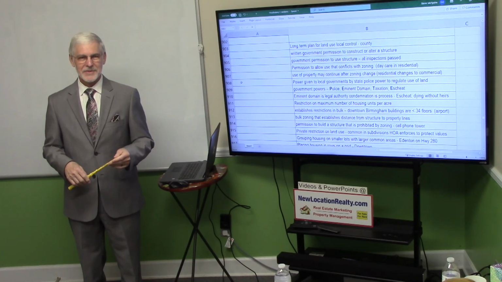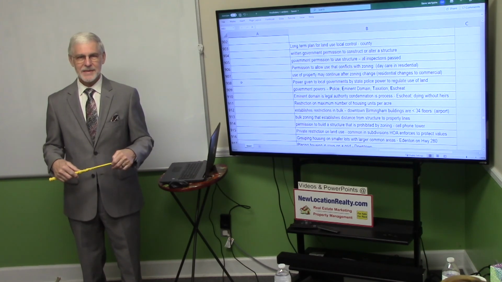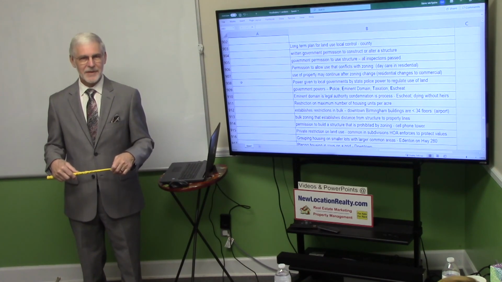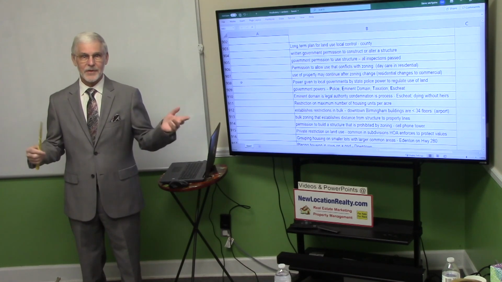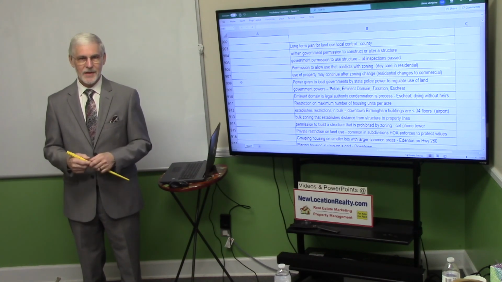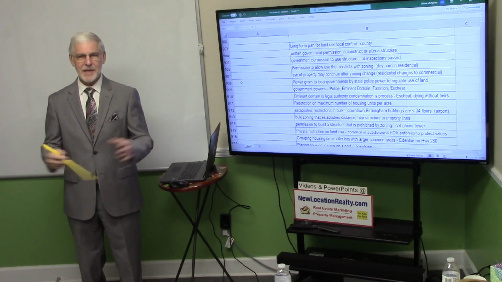Now, let's see, restrictions on maximum number of housing units per acre. That would be zoning. Establishing restrictions in bulk, zoning, I think, is probably what we're looking for there. Bulk zoning that establishes distance from structures to property lines. Setback line. Setback line, yes.